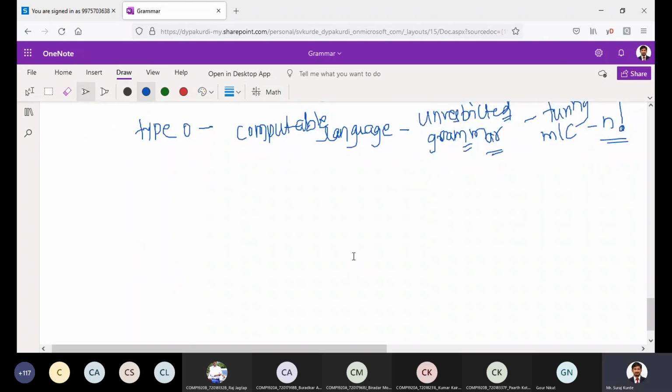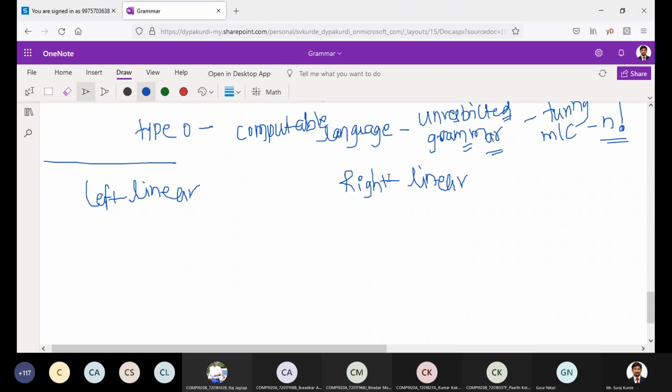Now, next point. The last lecture I told you, left linear and right linear. These are the types of grammar, regular grammar, left linear and right linear. So what it is?